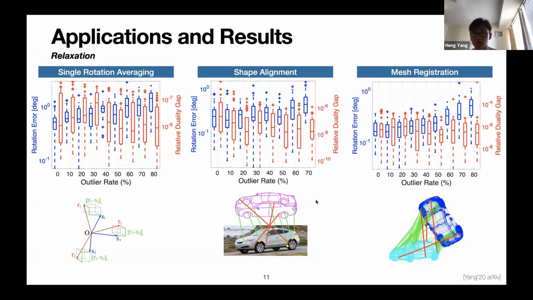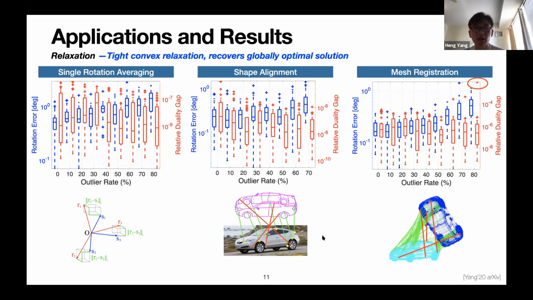Although sometimes there do exist cases where, when you have a very high outlier rate, the relative duality gap can be non-zero. In this case, in the red circle, I'm showing a case where you have a duality gap that's 10 to the power of -2, I guess, which is small but not zero. But in that case, you still see that the rotation error is actually very small.